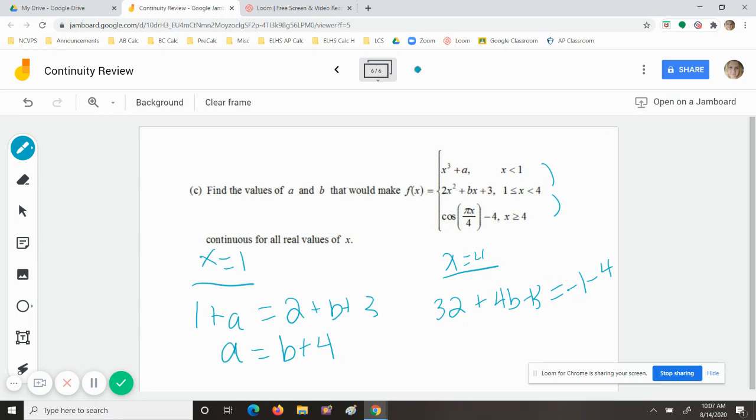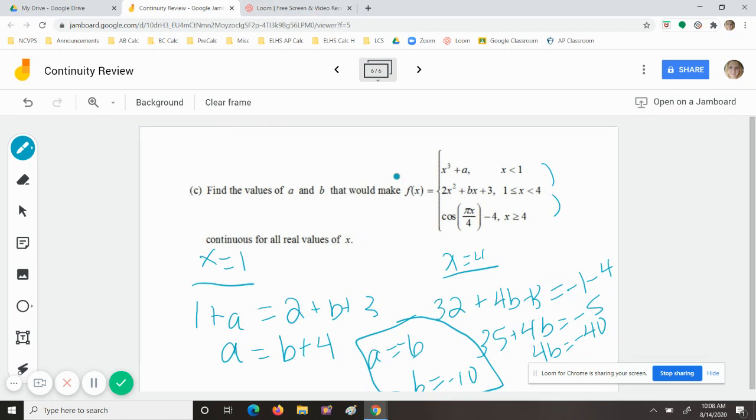So we've got 32 plus 3, excuse me. So that's going to be 35 plus 4b is equal to negative 5. Subtract 35 over, 4b has to equal negative 40. So now we know that b equals negative 10. Let's solve for a. A is b plus 4. So if we do negative 10 plus 4, that's negative 6. So a is negative 6. So these two values would make that function continuous for all values of x, because that's where it's broken up.